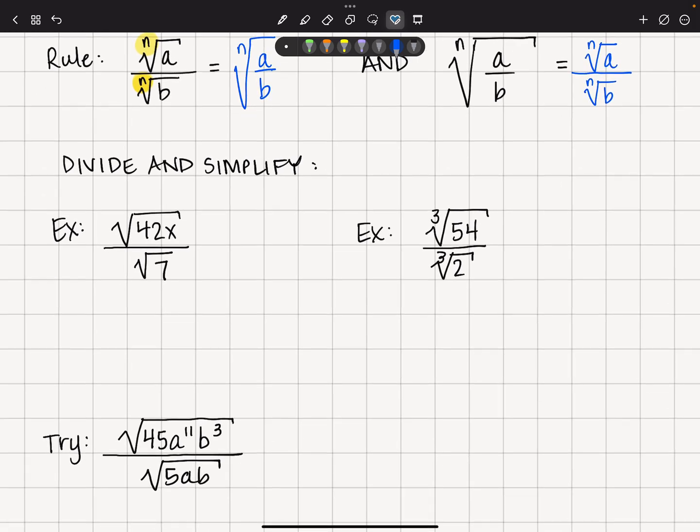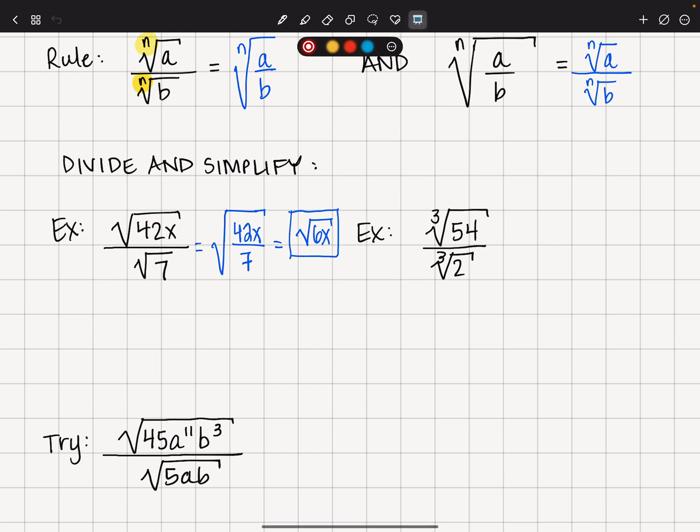For instance, the first example, the square root of 42x over the square root of 7. The square root of 42 is not perfect. The square root of 7 is not perfect. But we're going to look at 42 divided by 7, and we see that that's the same thing as the square root of 42x over 7. And 42 over 7 becomes 6. So it allows us to simplify that radical by dividing the numerator by the denominator.